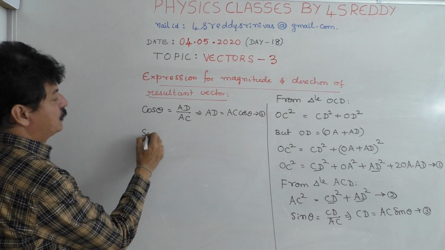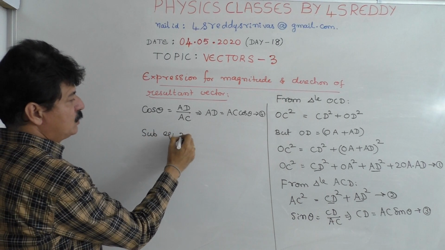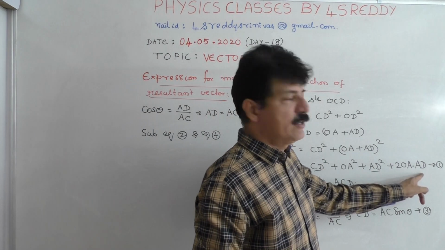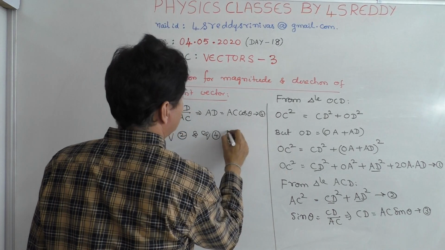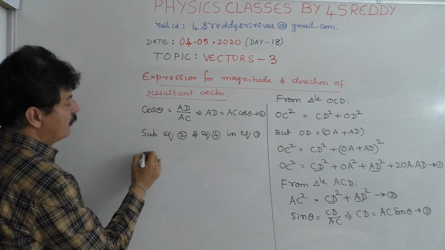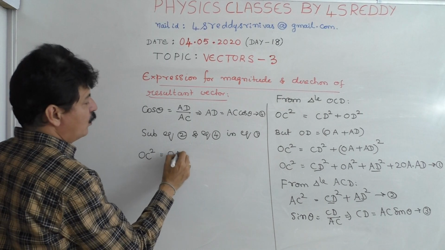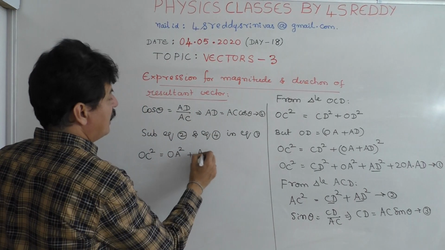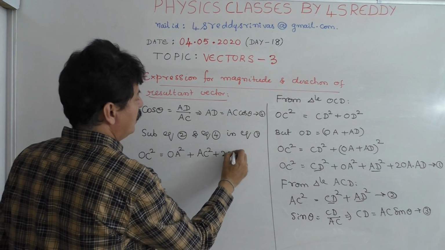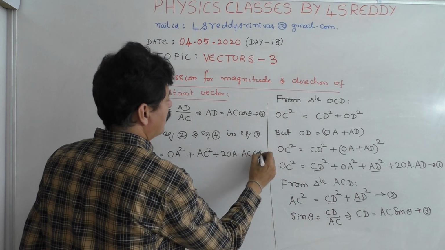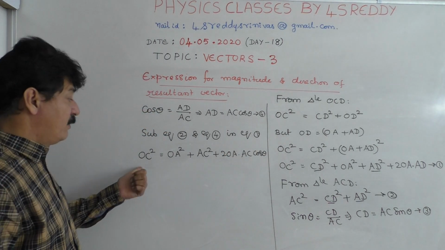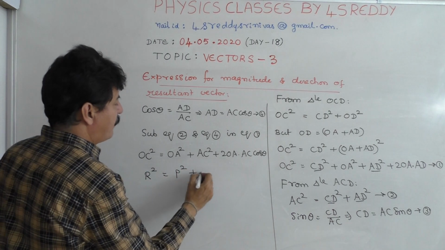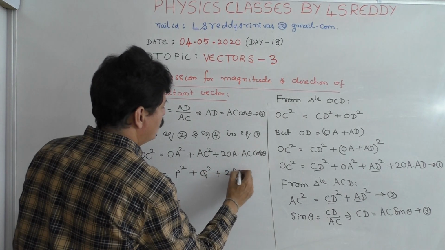Therefore, substitute equation 2 and equation 4, because AD is AC cos theta, in equation 1. Then what happened? OC square is equal to OA square plus CD square plus AD square, which can be written as AC square plus 2OA into AC into cos theta. But what is OC square? It is nothing but R square is equal to P square plus Q square plus 2PQ cos theta.